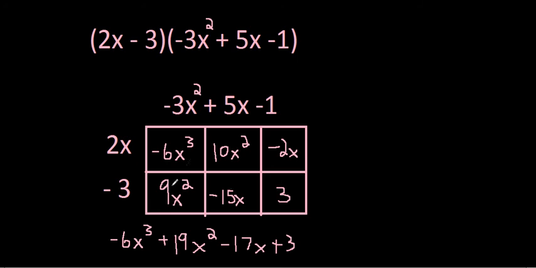So once I've done all the multiplication, I can then combine like terms. Among all these terms, there's only one x cubed term, so there's nothing really to combine, I just list that term here. Among the other terms, these are squared terms, 10x squared and 9x squared, so I add them up to get 19x squared. Negative 15x and negative 2x, you add those to get negative 17x, and then there's only one non-x term, 3, so I just list it there. And that's the answer for this multiplication.